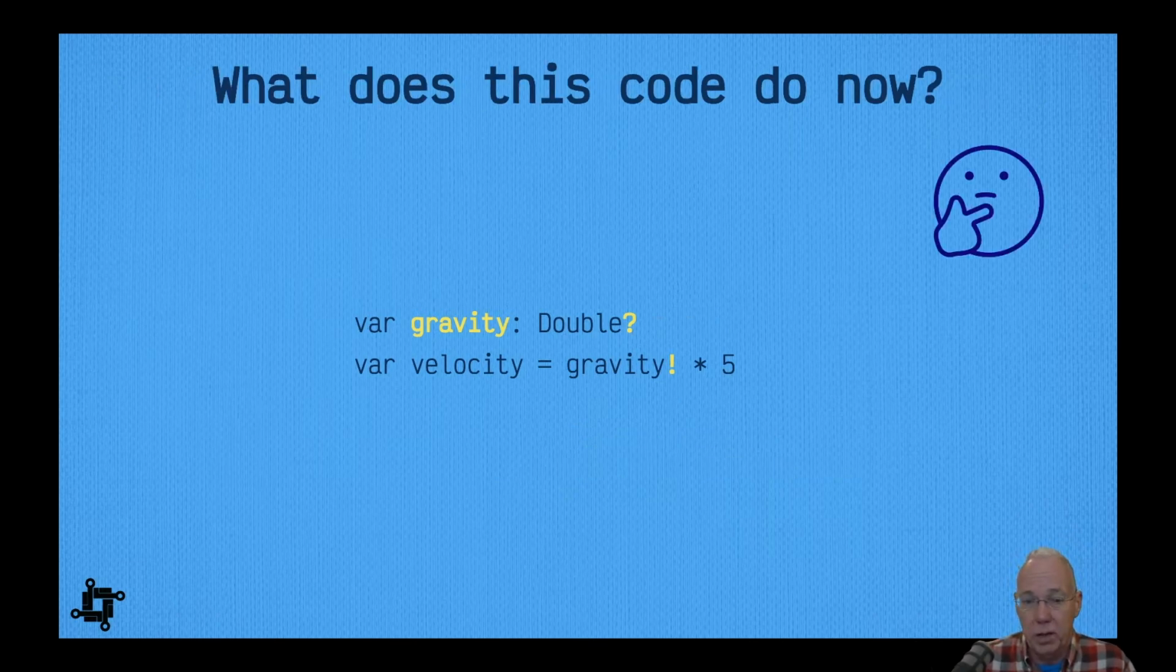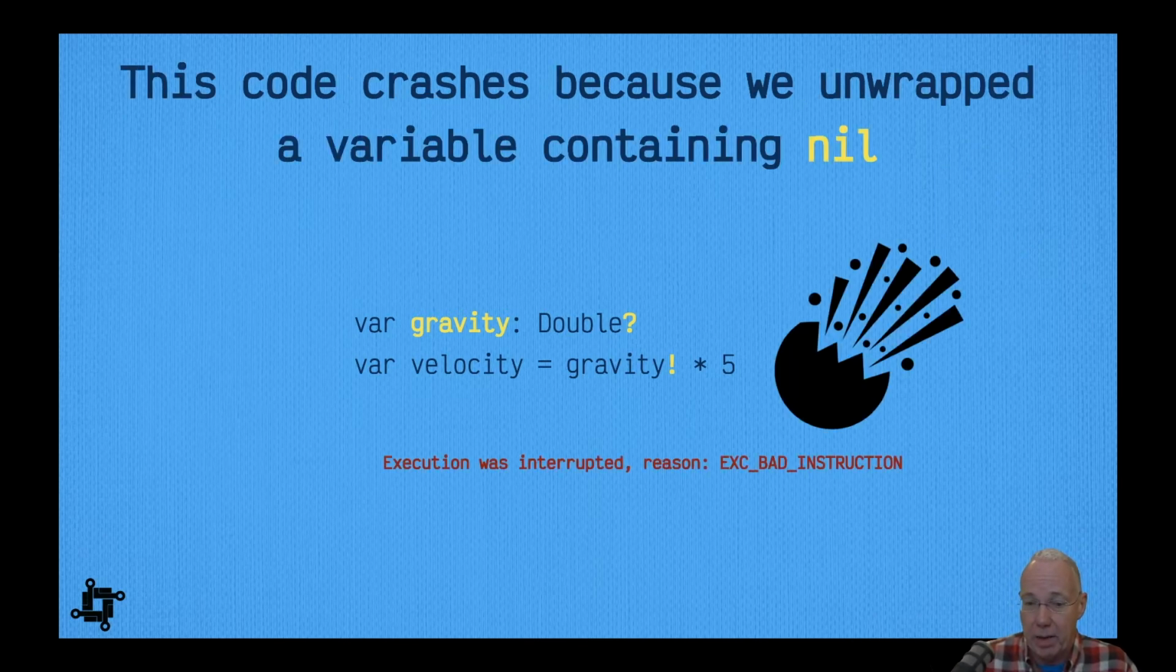So what happens here? If we do this, here we're saying gravity is an optional, but we didn't give it a value. So that means it has nil inside it. Then the velocity calculation is force unwrapping gravity. And guess what happens? When we force unwrap something and there's nil inside, bad things happen. That's when we get this explosion, if you will. So this is now the error message you're going to get. It's going to say something about executing bad instruction. And essentially that's because we force unwrapped a package that had nothing in it. And again, we want to avoid that.